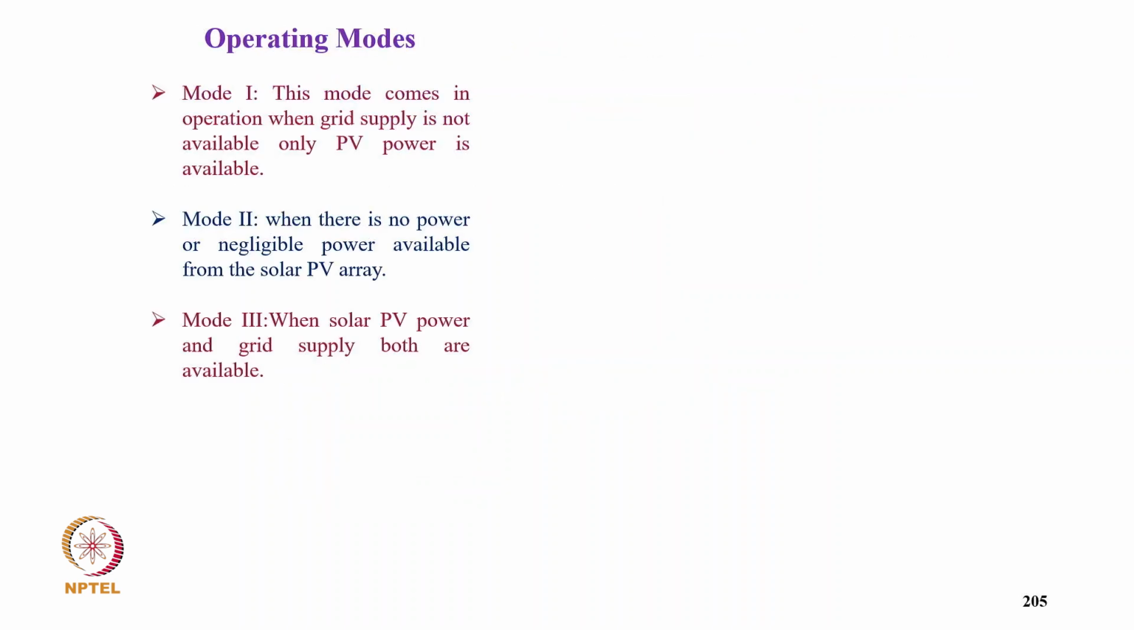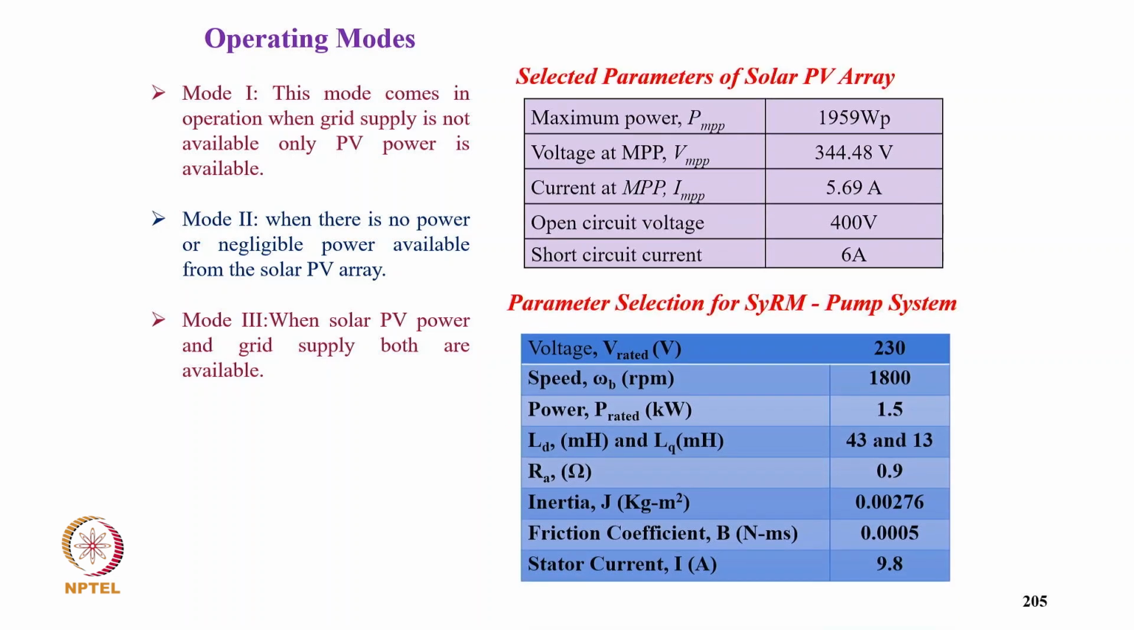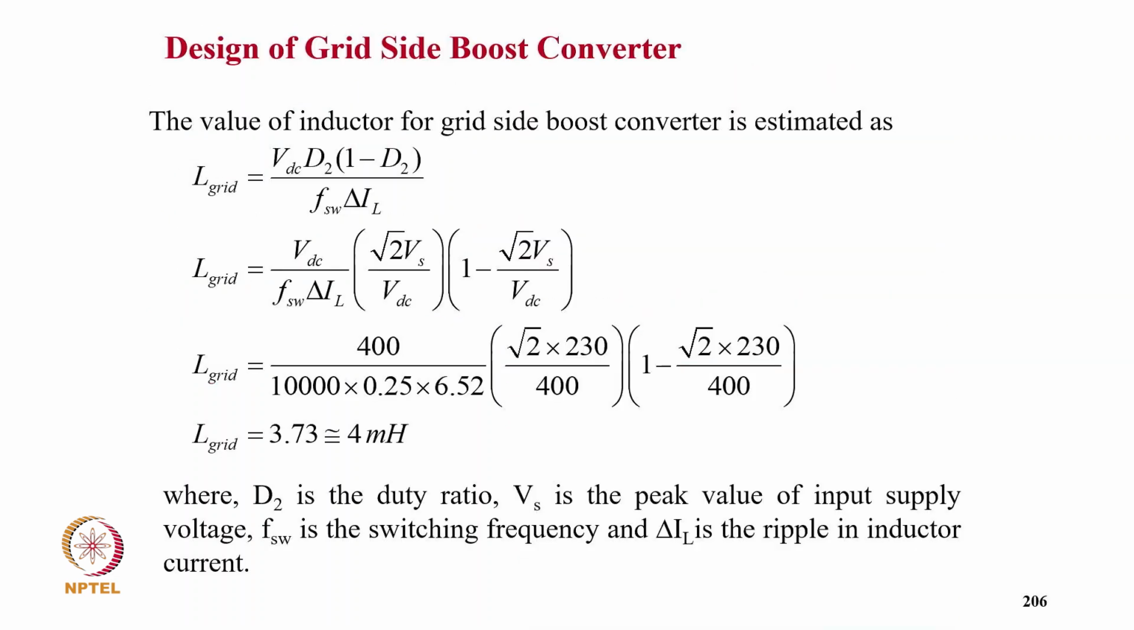Now operating mode 1 is the mode which comes into operation when the grid supply is not available, and only PV power is available. Mode 2 is when there is no power or negative power available from the solar PV array and only the grid is feeding. Mode 3 is when the solar PV power and grid supply are both there. And these are typically the parameters of the system. And this is the design, the inductance calculation of the grid side. It comes to 4 millihenry with the proper relation.